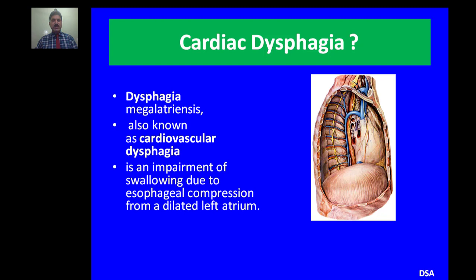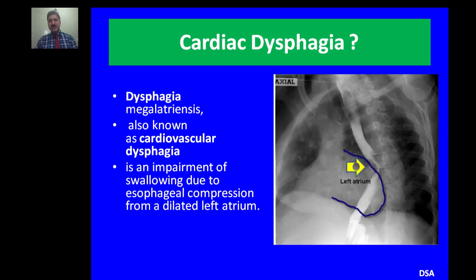It is also known as cardiovascular dysphagia. In dysphagia, there is impairment of swallowing due to esophageal compression from a dilated left atrium, as shown in this radiograph. Enlargement of the left atrium, either due to MR or mitral stenosis, causes compression of the esophagus, leading to dysphagia, and this type of dysphagia is called cardiovascular dysphagia.